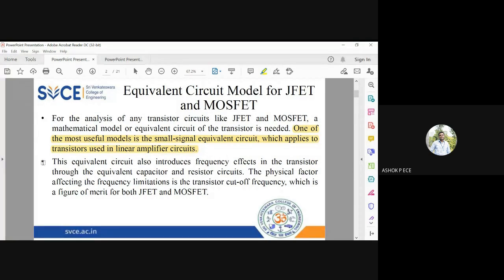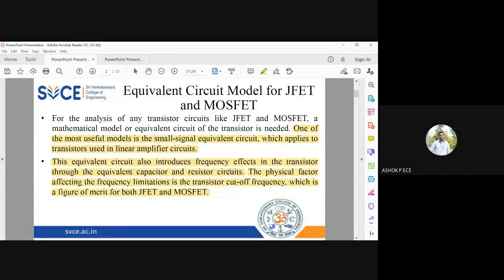And after studying the small signal equivalent circuit, we'll also introduce what are called the high frequency effects in the transistor using capacitors. So finally, we will discuss the cutoff frequency and the figure of merit for both JFET and MOSFET. Similar to how we analyzed the equivalent circuit for the transistor, here also first we will study the low frequency model for the JFET and MOSFET, and then we'll slowly introduce the high frequency effects in the equivalent circuit.